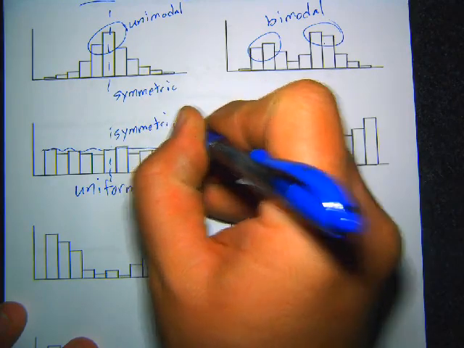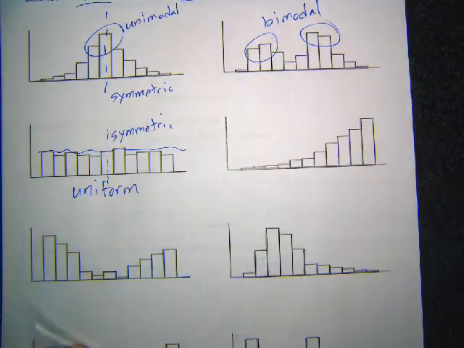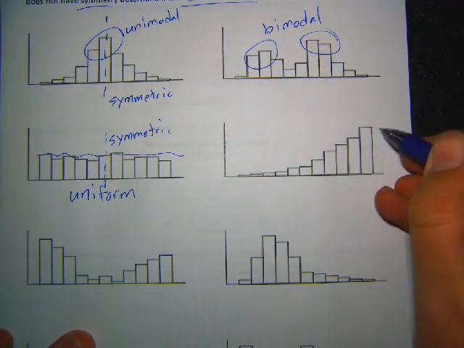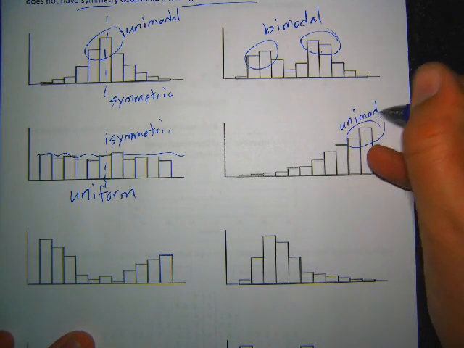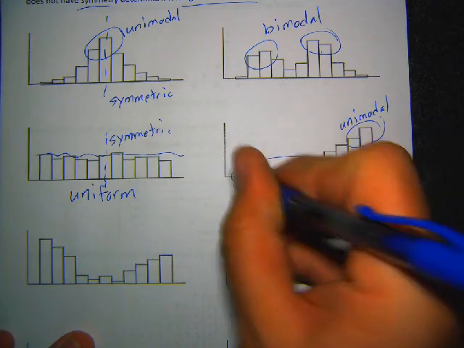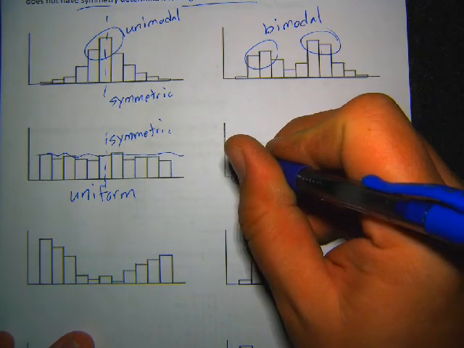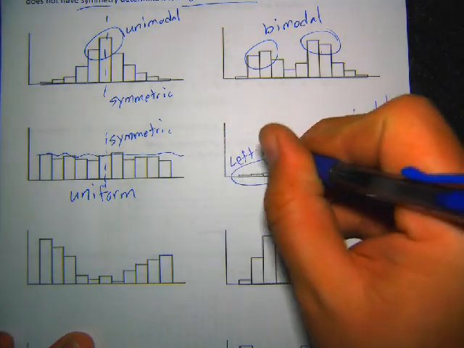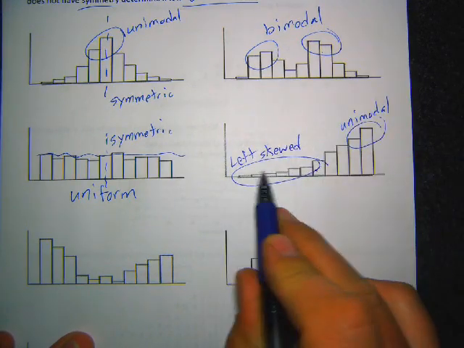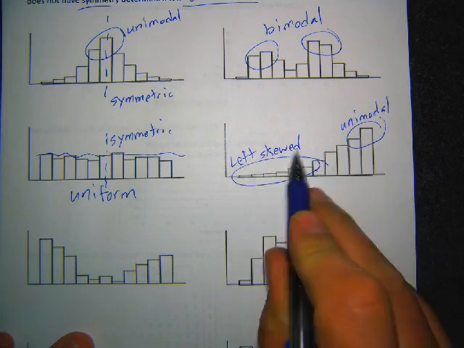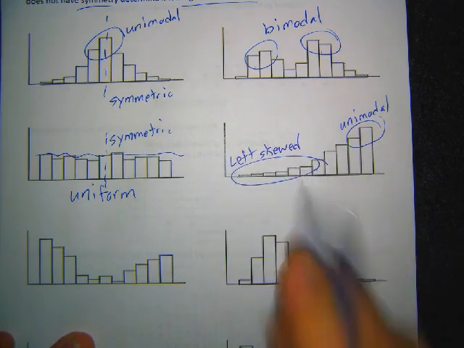But again, we usually worry mostly about symmetry when we're looking at unimodal sets. This one is definitely unimodal. It's just got that one peak here. It's unimodal, but the left side is spread out, so this is left skewed. Again, we're looking at where the spread out is, not the peak, and that tells us skewness. So this is left skewed.